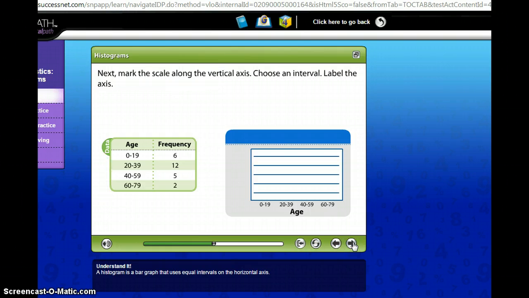Next, mark the scale along the vertical axis. Choose an interval. Label the axis. Okay, we see that our numbers range from 2 to 12, 2 being the smallest, 12 being the largest, so they decided to go by twos. You always start with 0. We learned about that a while back. They decided to go by twos.